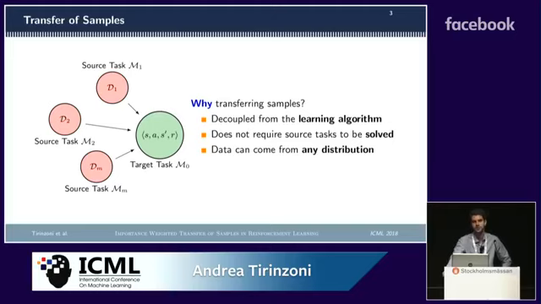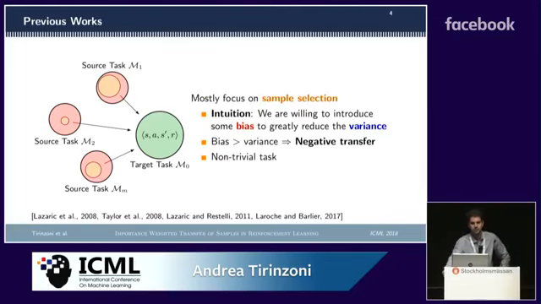Second, typically in the transfer of samples, we do not require the source task to be solved, which is an assumption that has been made by many previous works. And finally, the samples themselves can come from any distribution, so it can be any policy. They can even be not in trajectory form, it can just be state action pairs sampled from some distribution, which is arbitrary.